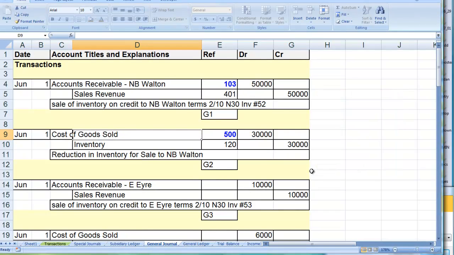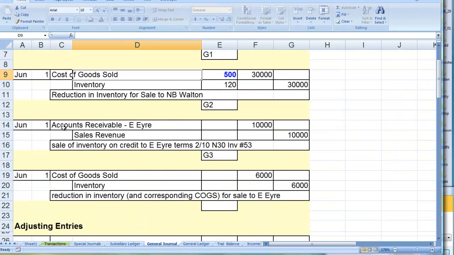Now I need to do the same thing for accounts receivable for E-Air, and then for sales revenue for E-Air, and then for cost of goods sold for E-Air, and then for inventory from E-Air.